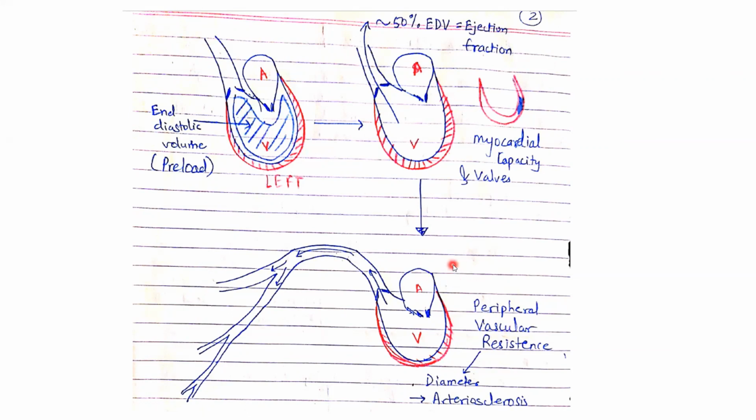Third, now we were talking about afterload. So preload is clear, myocardial capacity. What if the walls are defective? Then also the things will be affected. And third is afterload. Afterload is very easy to understand.